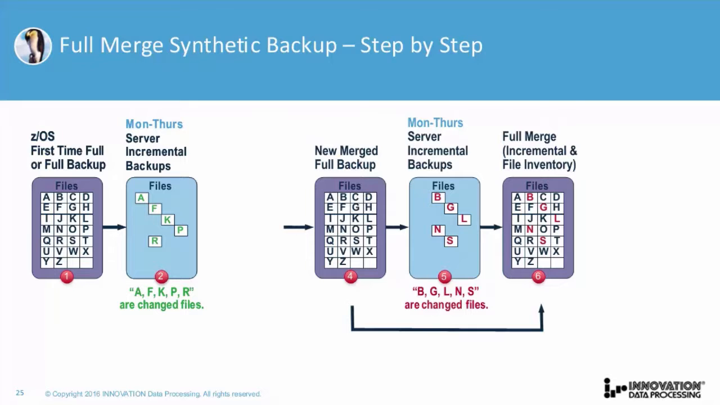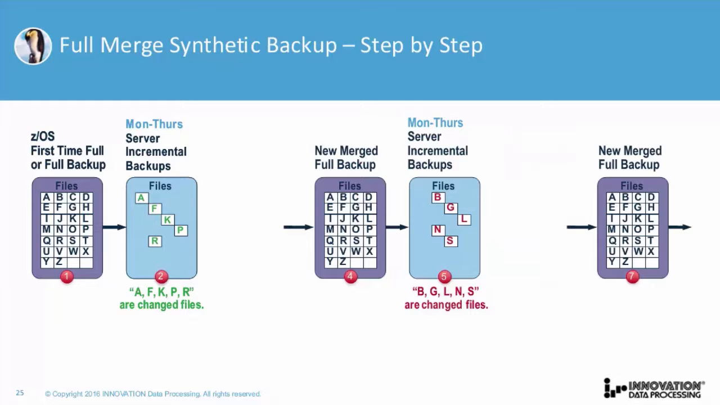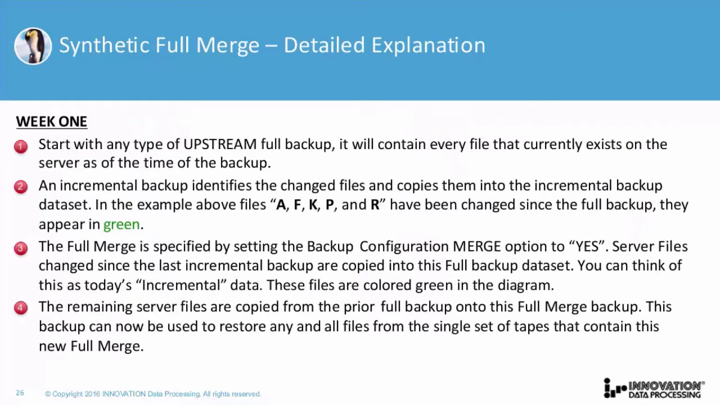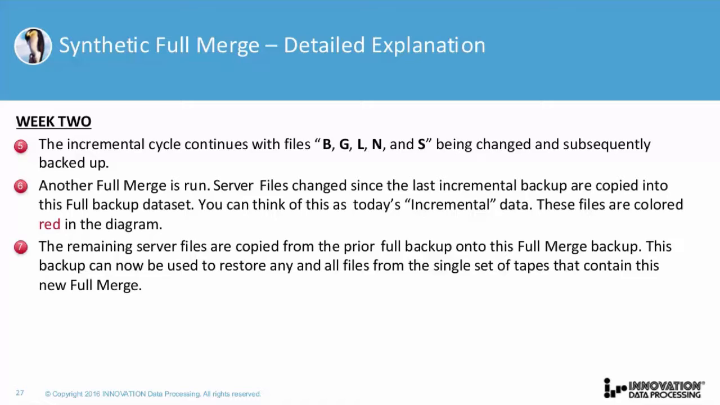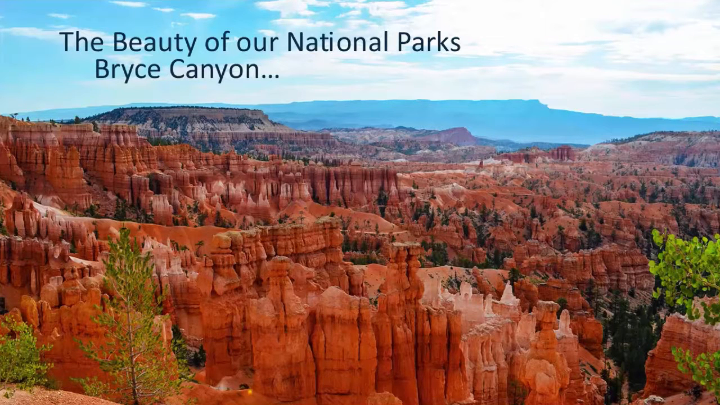this new full merge. So at the end of this process, we now have 3 fulls, the original one, the one we created at the end of week 1, and the one we created at the end of week 2. You can restore from any of those fulls or any of the intervening incrementals, as long as you've retained the backup data sets they're on. And this is the process flow that I just went through, detailed in the slide, week 1 and week 2. Okay, let's take a break.